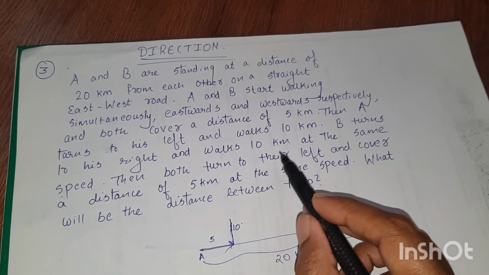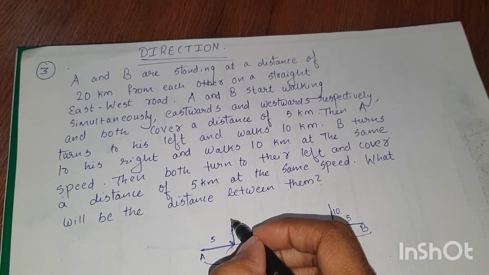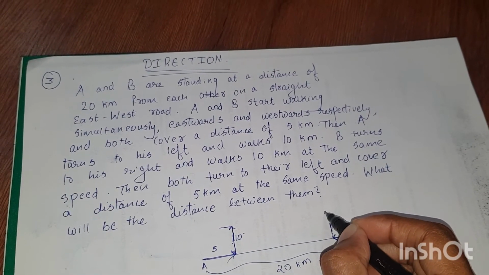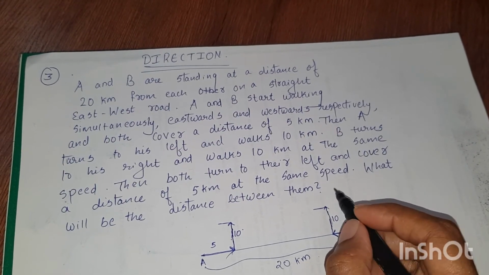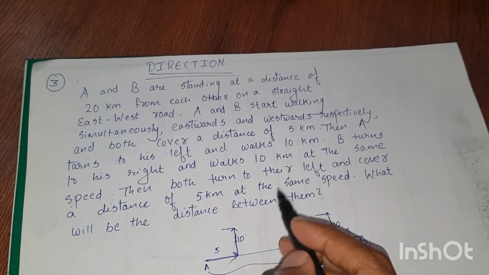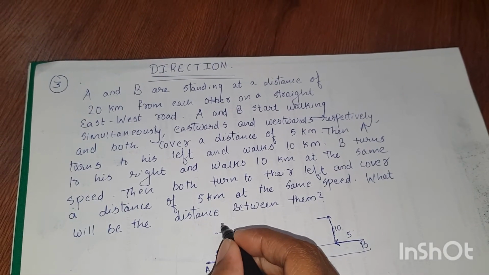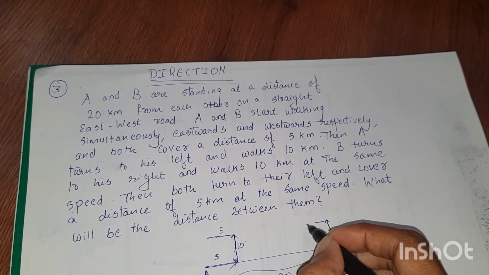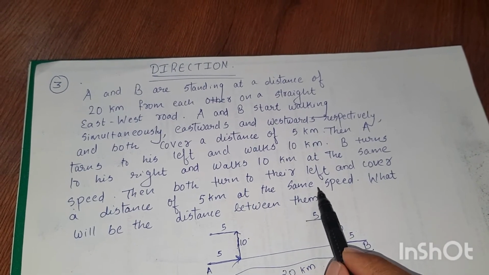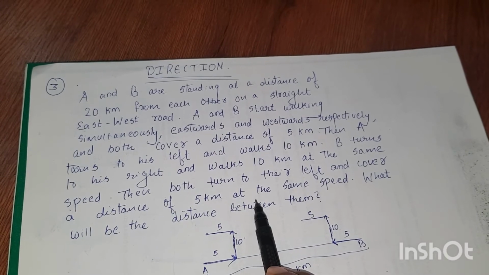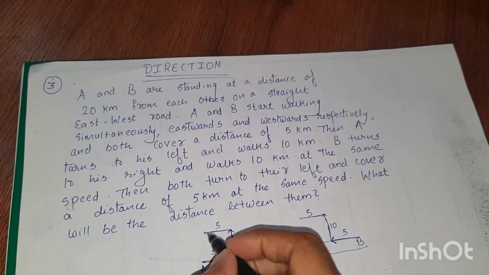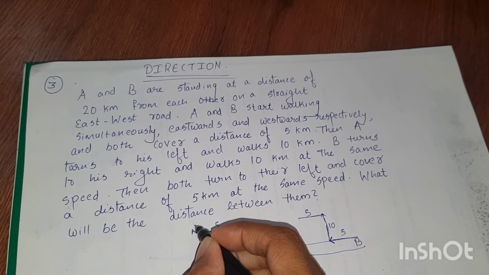Then both turned to their left. A's left is here and B's left is here, right? So both turned to their left and covered a distance of 5 km. A covered 5 km, B also covered 5 km at the same speed. What will be the distance between them?